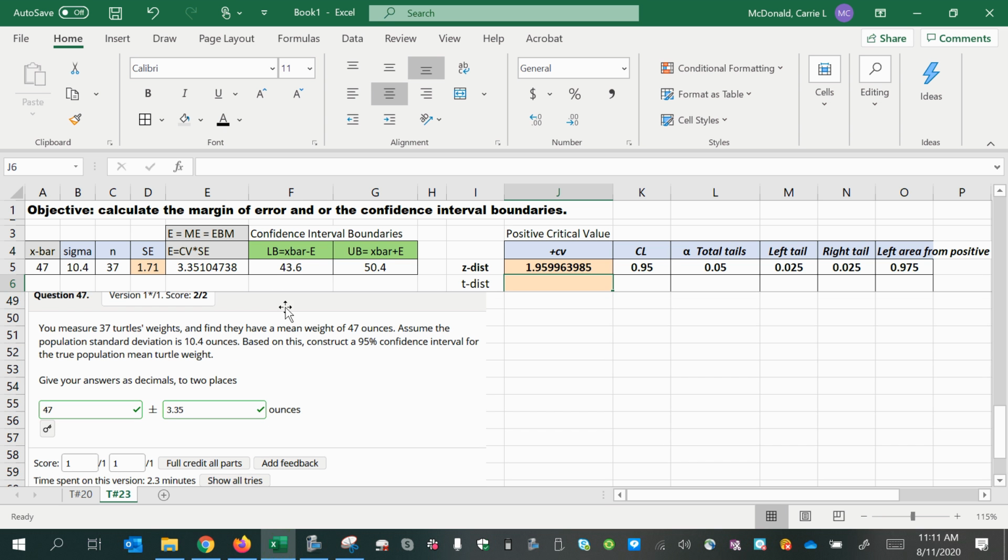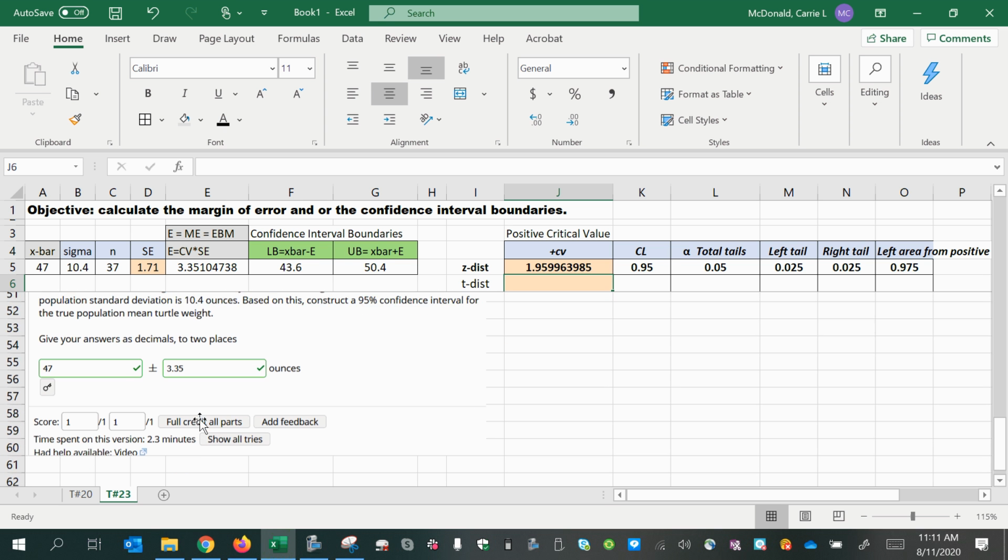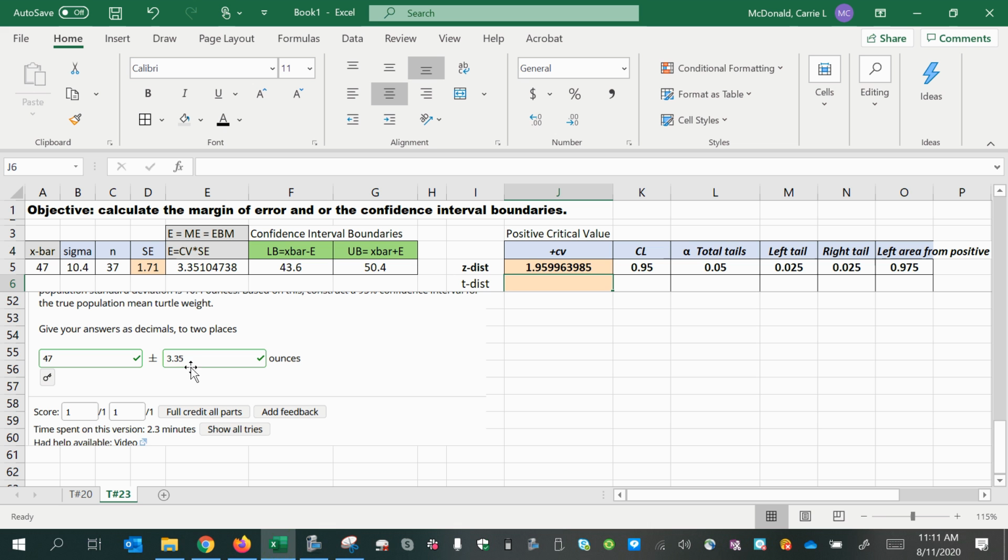All right, so now we can see that the answers are supposed to be 47 plus or minus 3.35. Well, that's because the margin of error is 3.35 that's being added and subtracted, and the original point estimate is 47. So this format of a confidence interval is where you have your sample statistic plus or minus your margin of error.